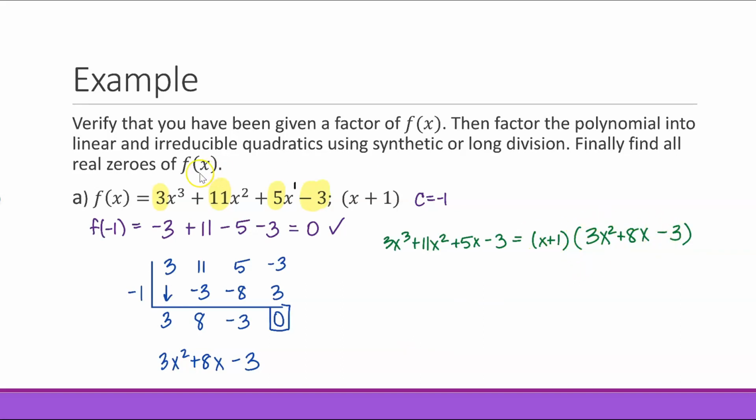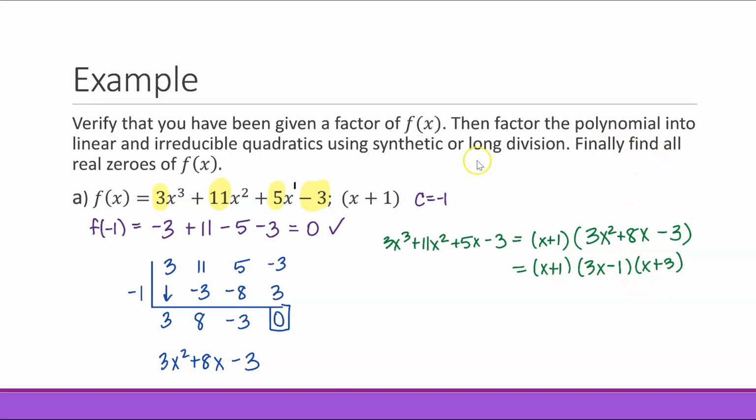But the question is, do I have what's called an irreducible quadratic? Or basically, can this be factored further? If it can, then we do have to factor it further. Now it does factor to 3x minus 1 times x plus 3. And then we bring down the factor of x plus 1. So here we now have all linear factors. So the original polynomial is now completely factored.